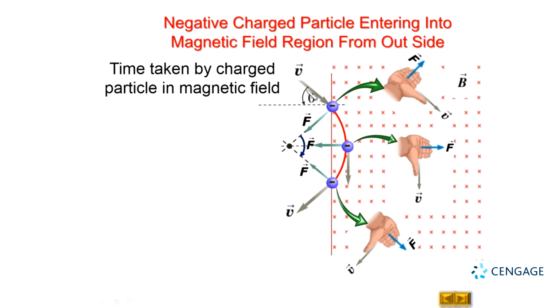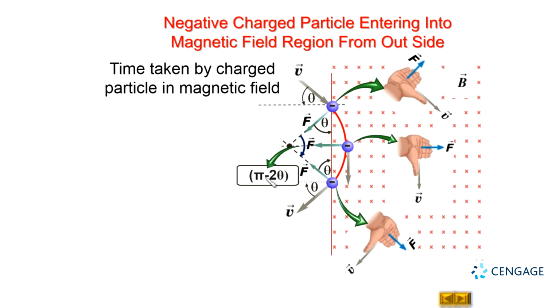Or you can say this is theta, then this is 90 minus theta, this is theta, this is also theta. That's why this is equal to pi minus 2 theta. You can write like this also. So this angle is pi minus 2 theta. And we got the angle traced by the arc at the center of the circular path.